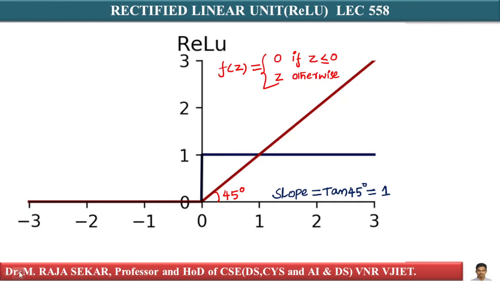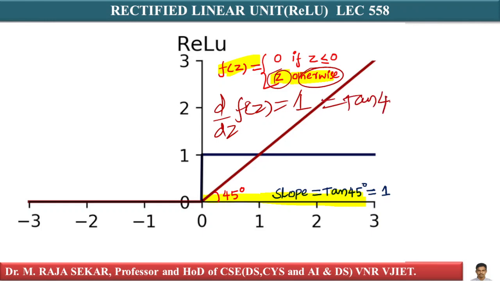How can I interpret f of Z equal to Z otherwise, meaning Z greater than 0? For the Z greater than 0 region, this is the Z greater than 0 region. Therefore, what is my derivative? D by dz of f of Z when Z is greater than 0 is Z with respect to Z, differentiation is 1. That is tan 45 degrees, which is equal to 1, because tan 45 is equal to 1.